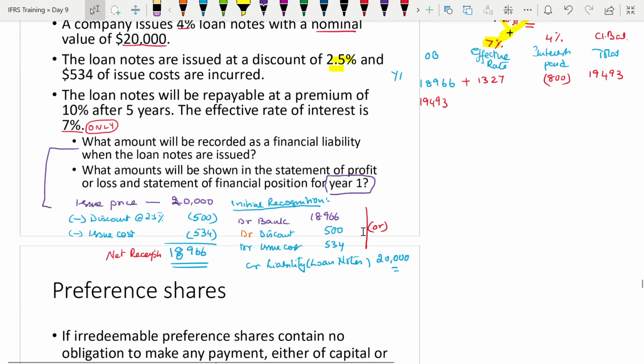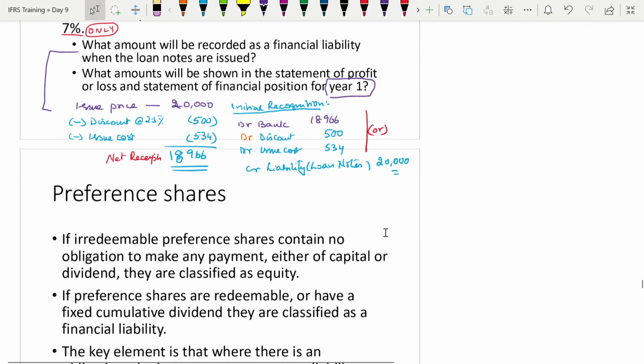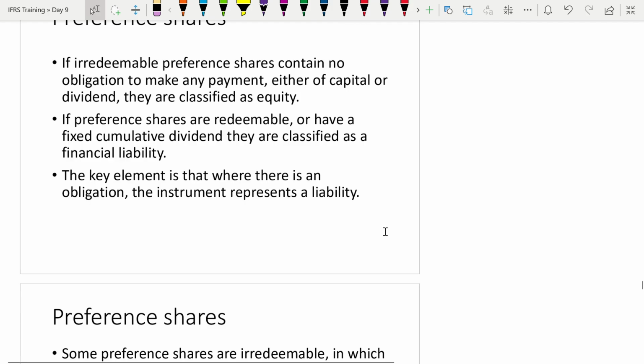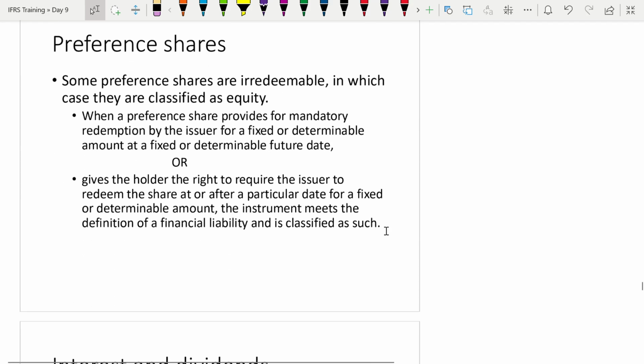We are going to talk about the bonds issued at various stages and how the bonds have to be initially recognized and subsequently measured.